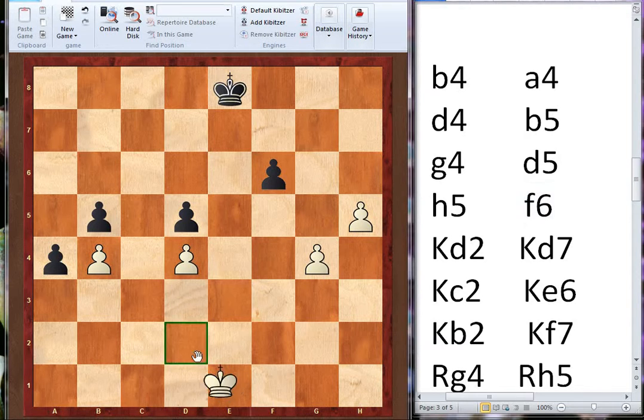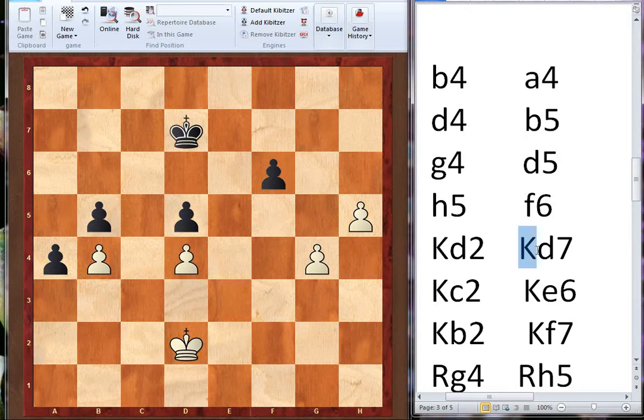For example, this king moves to the square d2. How will we write it? Write the name of the piece, capital K, and then it has gone to d2. So K d2. Black king comes here. See, write capital K. Then which square did it go to? Yes, d7. So K d7.